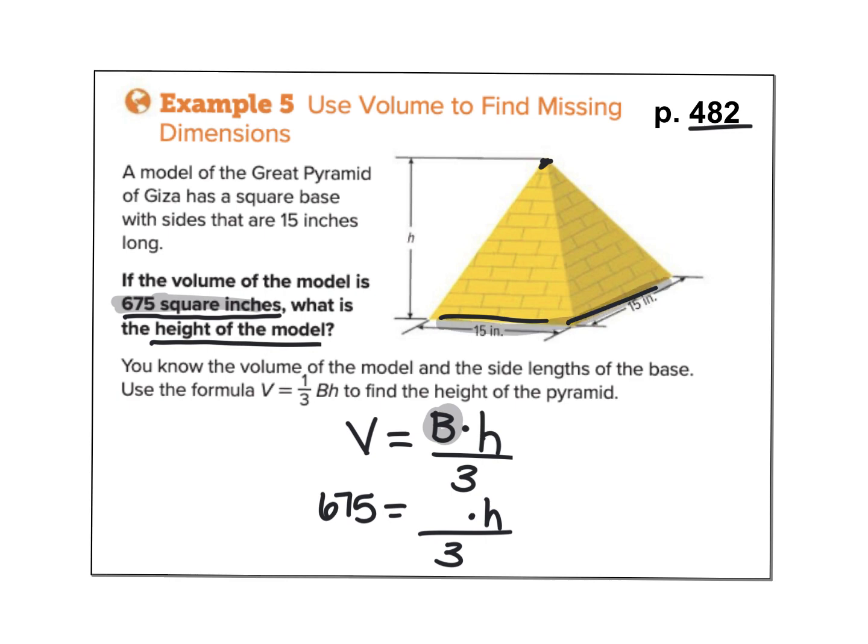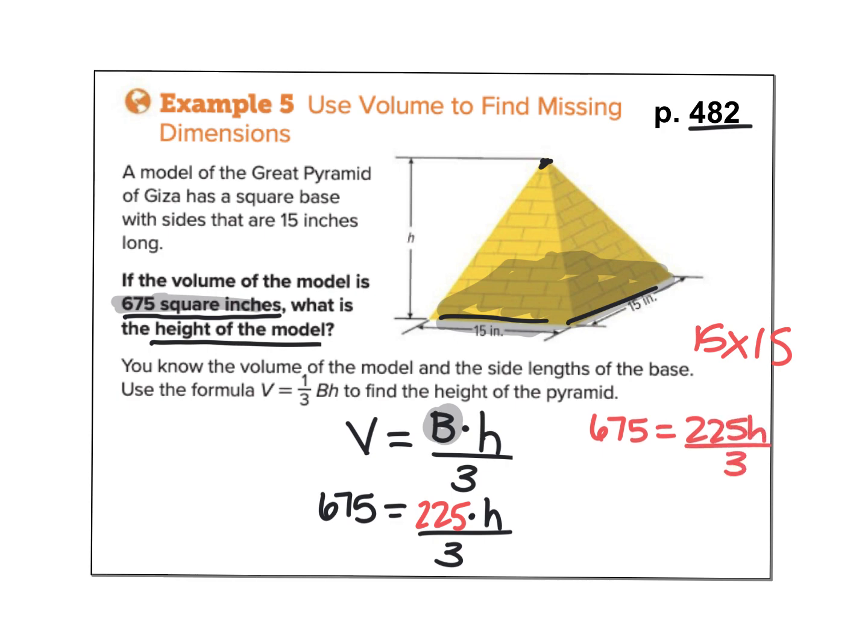Okay, so if you look at this, it says it's a square base. So you guys should know how to find the area of a square. It is length times width. So 15 times 15 would give me the area of the base. So if I do that, that is 225. Okay, and now here's my formula. I'm going to kind of rewrite it a little bit better. So I have 675 equals 225h divided by 3.